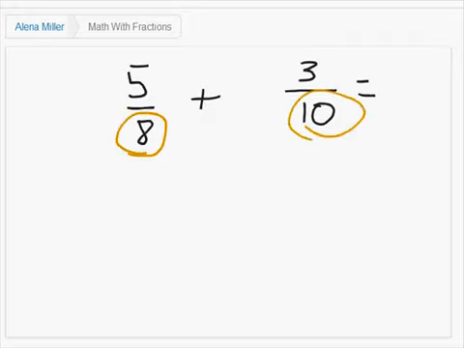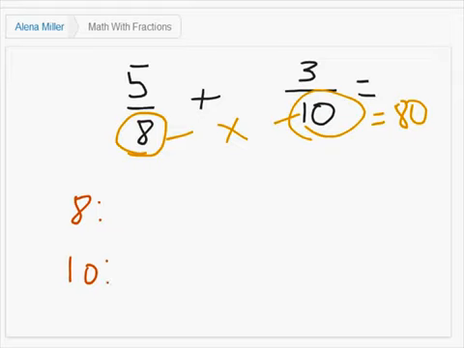Now there are a couple different ways you can find a common denominator for 8 and 10. One way is to times this number by this number and get 80. But it's so big you'd have to reduce down, and that would take a lot of work. Another way is to list off the numbers. If I have 8 and I have 10, I can count by both of them.